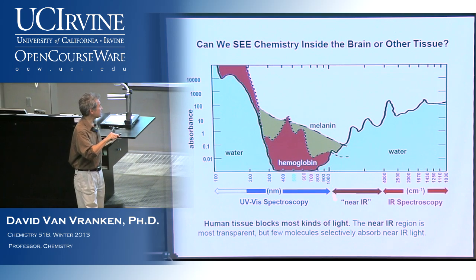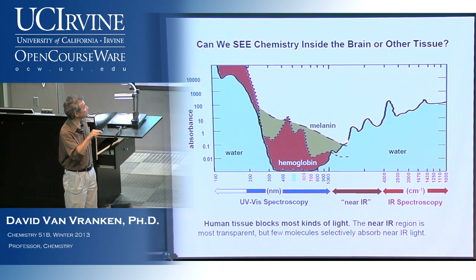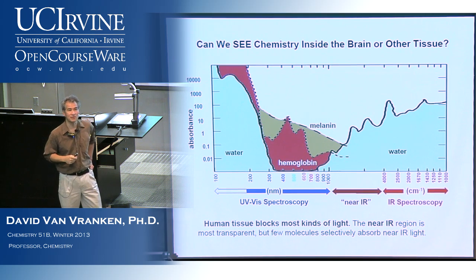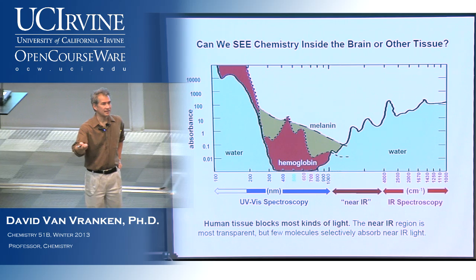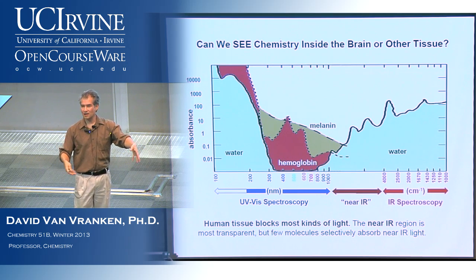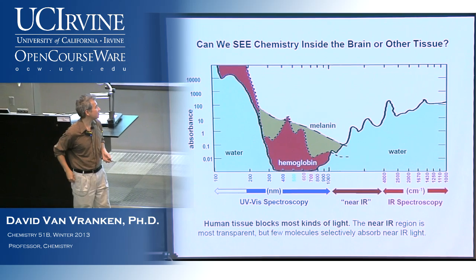But down here in this region between UV vis and IR spectroscopy, this is called the near IR region. And if you look here in this little valley, this region right here is the most transparent region of the spectrum. Typical organic compounds don't absorb in that region. And so if you could design small molecule probes that absorb, you could see where those probes are inside the human body.